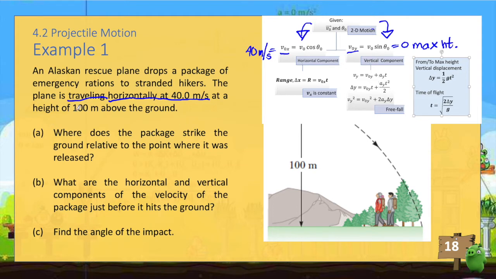Now, we also have this one, 100 meters. This is the 100 meters. That will represent the height of the maximum. Now, let's answer question letter A.